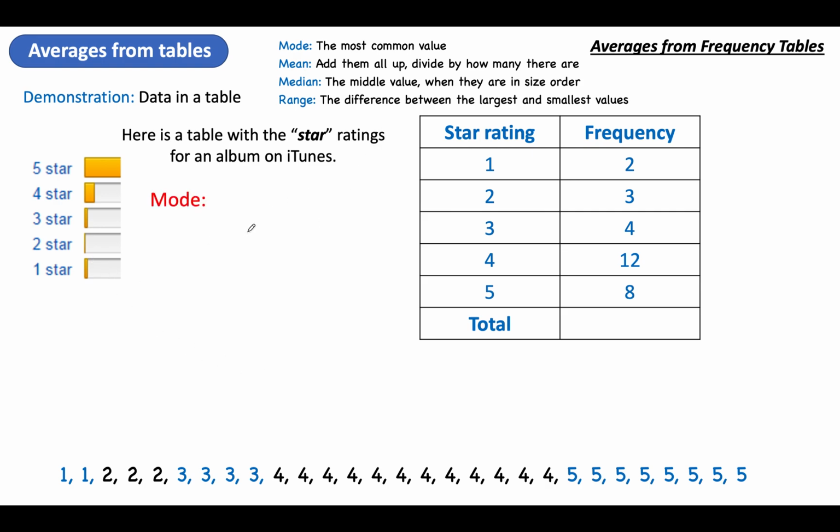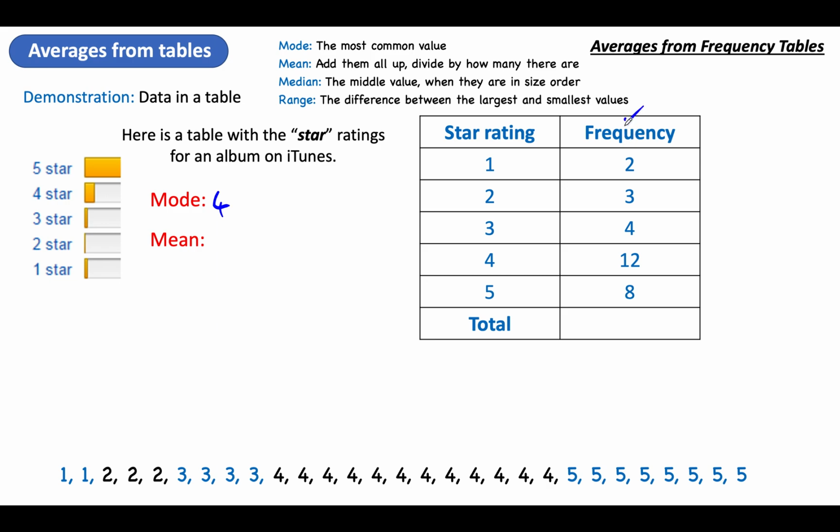Right, so let's start working on some averages then. What about the mode? Well, the mode's kind of obvious, isn't it? It's still the most common value. So which one has the highest frequency? It's not which one appears most in the star ratings, because there's only one of each, right? It's which one has the biggest frequency, which just means how many. So the mode in this case is 4 because it appears 12 times. Straightforward, yeah? Now the mean, we know that the mean is add them all up and divide by how many there are. Well, let's first of all think about what this column here is. This column here is how many.